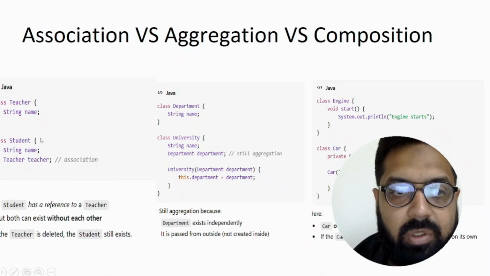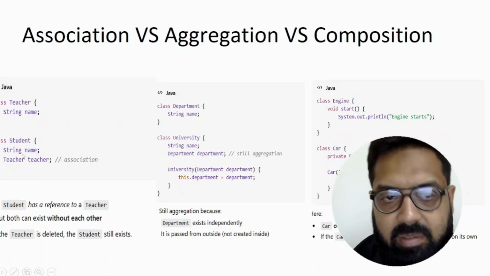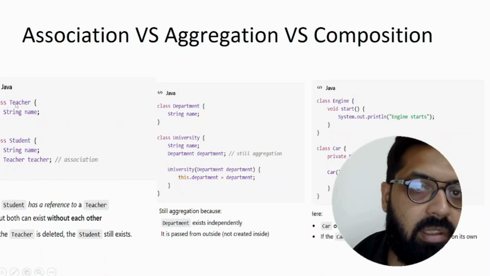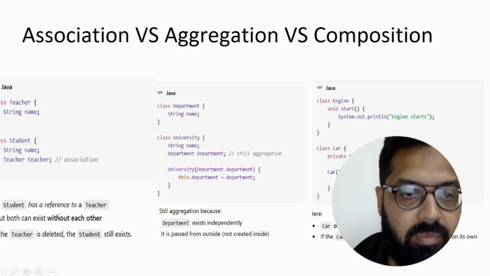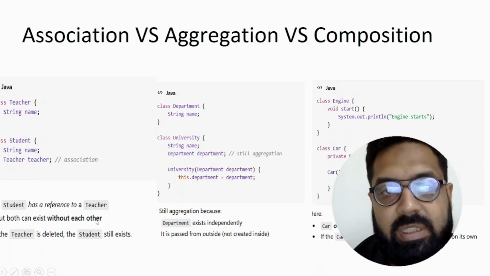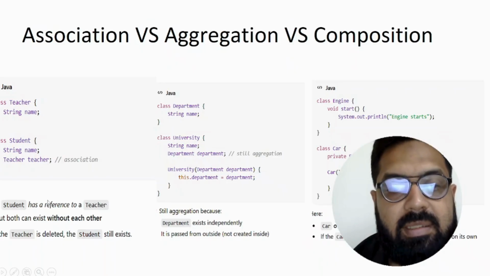In Java, we don't use a pointer type reference variable. If you're using C++, you can use a teacher pointer in the student class. So student has a reference to a teacher, but both can exist without each other. Means both can exist without each other. So this is a weak type of relationship.